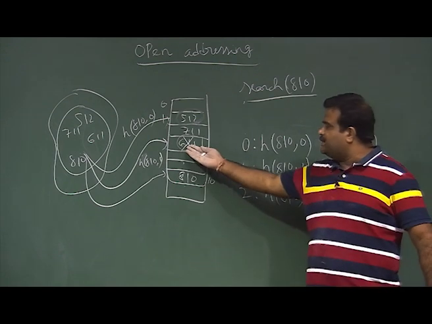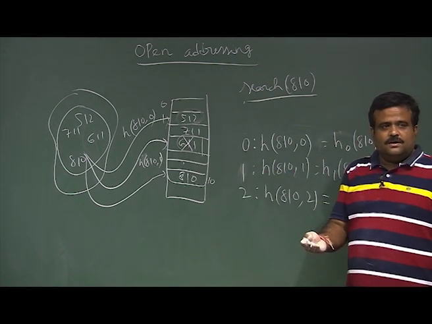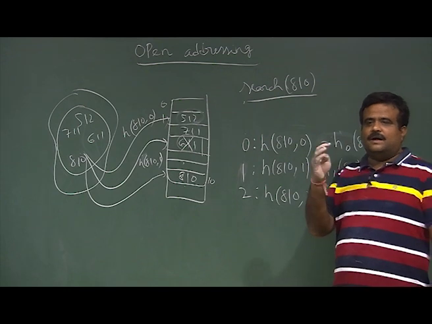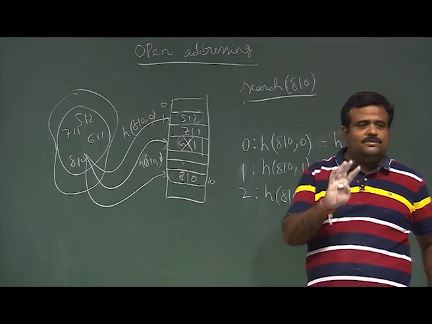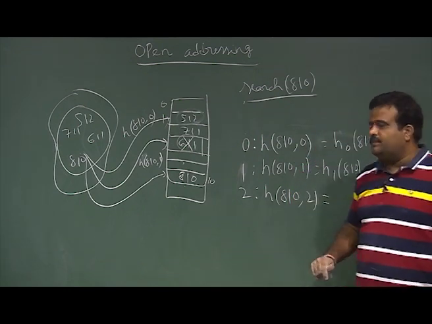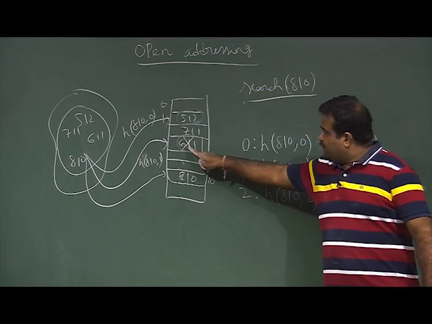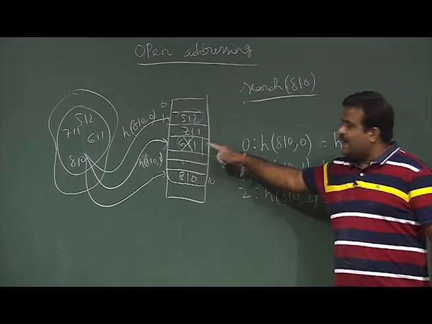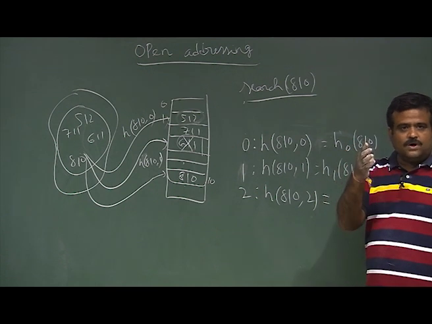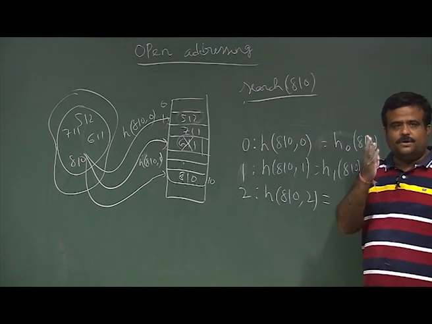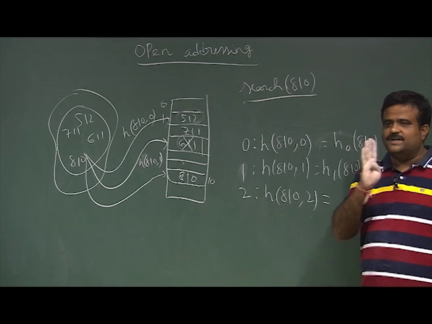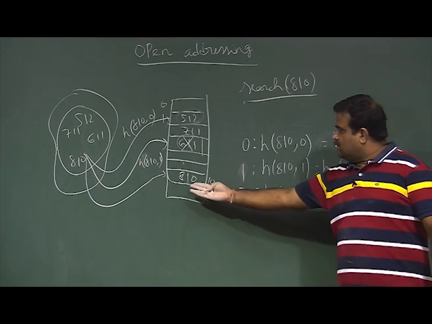Otherwise, if we see an empty slot, we will stop. So, in the deletion we have to take care of this. If we delete somebody, then we have to put a tag over here that this room was not originally empty, somebody was sitting there and it got deleted. Otherwise, we cannot find 810.